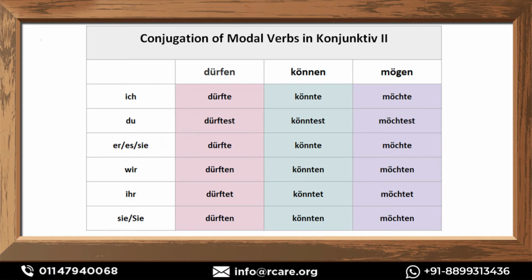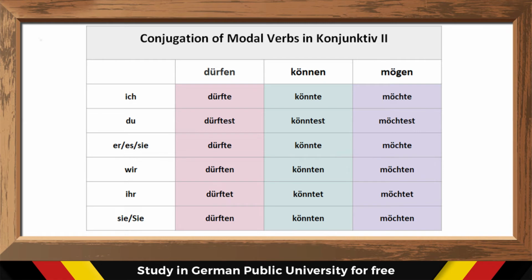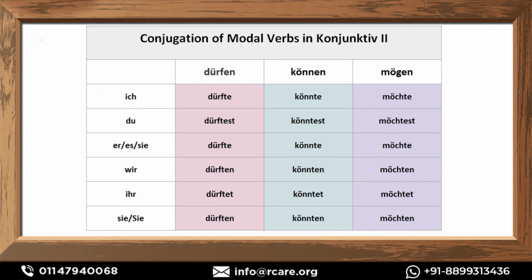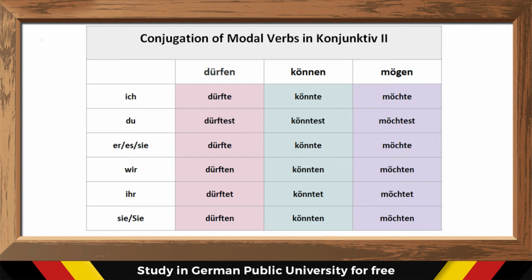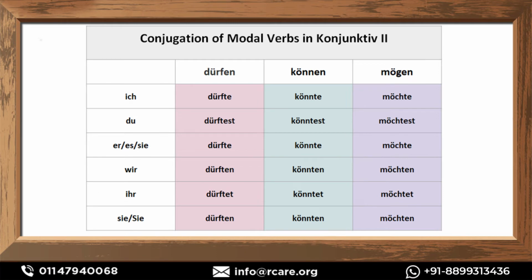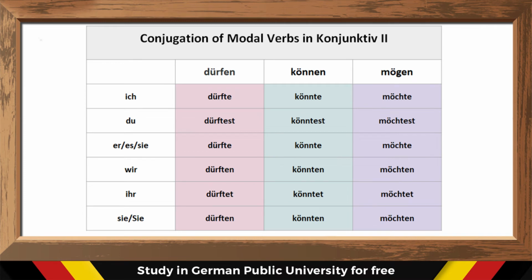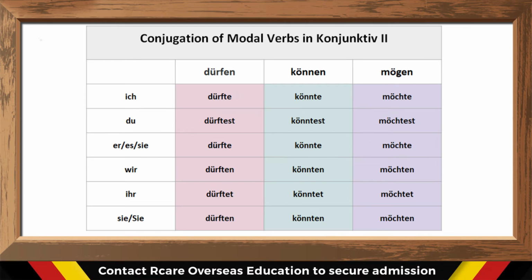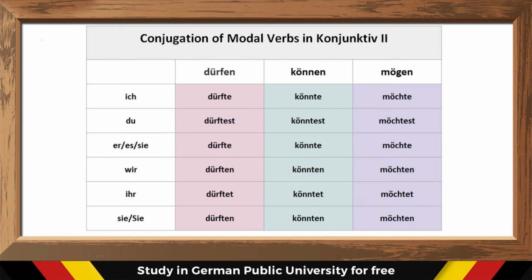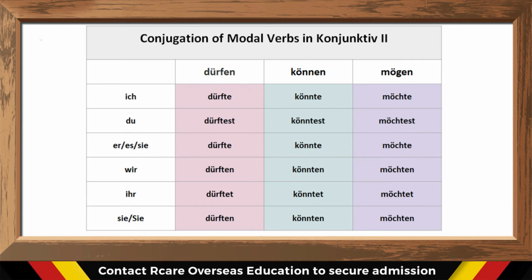Now können: ich könnte, du könntest, sie könnte, wir könnten, ihr könntet, and sie könnten. Next verb is mögen. Ich möchte, du möchtest, sie möchte, wir möchten, ihr möchtet, and sie möchten.